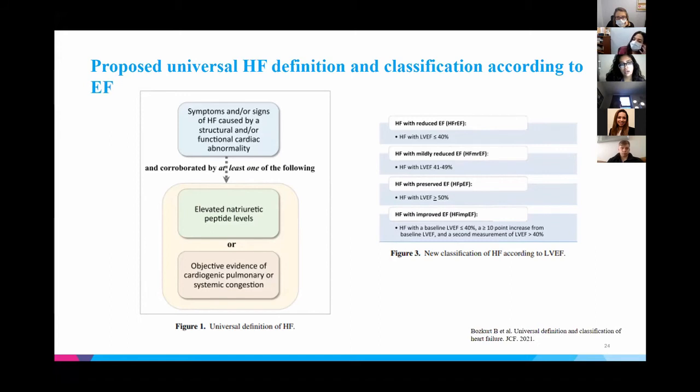In terms of classification according to ejection fraction, the terminology they propose is heart failure with reduced ejection fraction, which is less than or equal to 40%; mildly reduced ejection fraction, which is 41 to 49%; preserved ejection fraction, which is greater than or equal to 50%; and then improved ejection fraction, which is a baseline less than or equal to 40% with a 10-point increase from baseline, and a second measurement that's greater than 40%. So this is primarily the newest iteration and proposal as to how to use these terms.